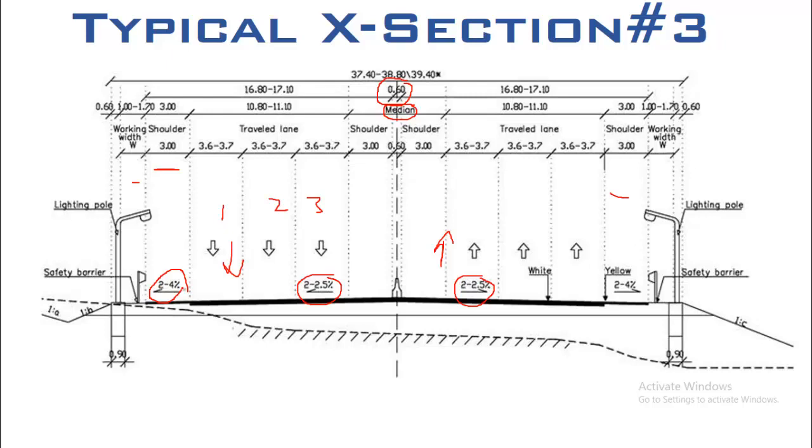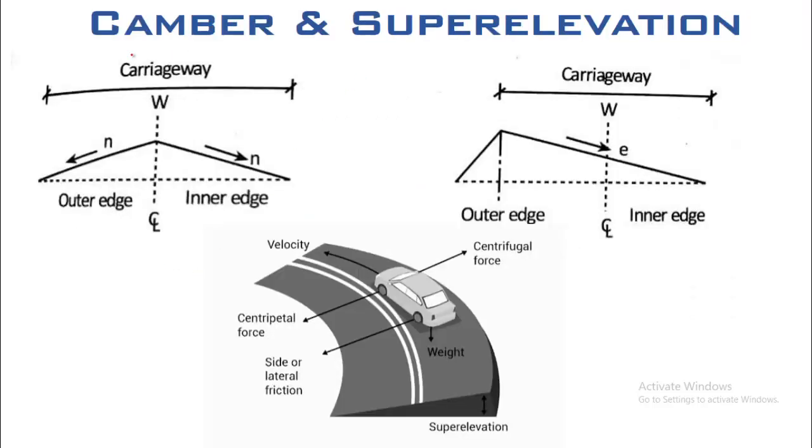So as I discussed earlier, our main focus is on camber and super elevation. As you can see over here in this picture, this is the carriageway and the slope is provided here and here. This is the super elevation. Again, as we discussed camber, then there comes super elevation. Why is super elevation provided? Because it provides easiness to take a turn around the circular curve.